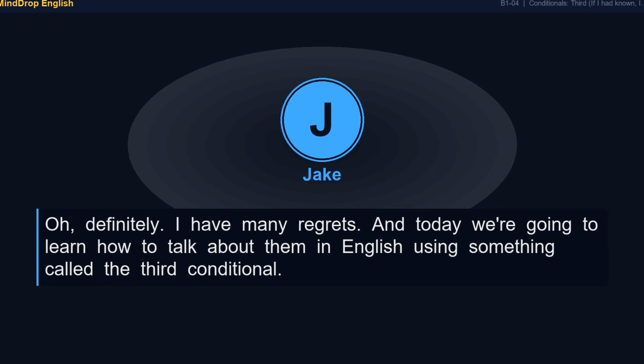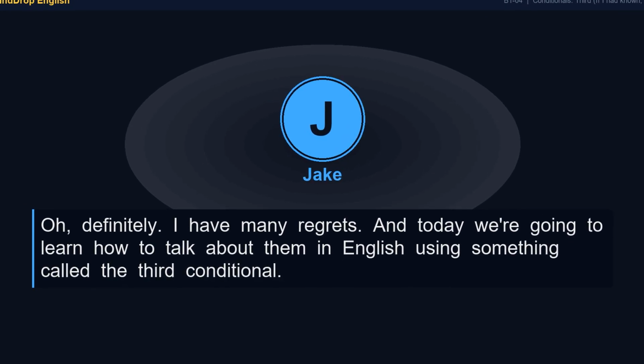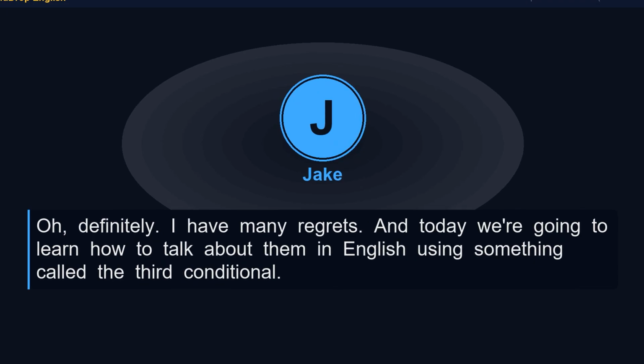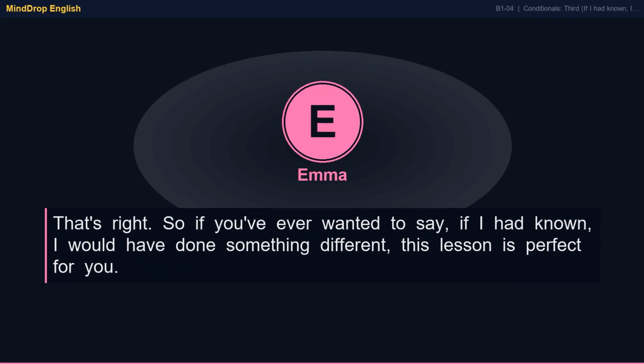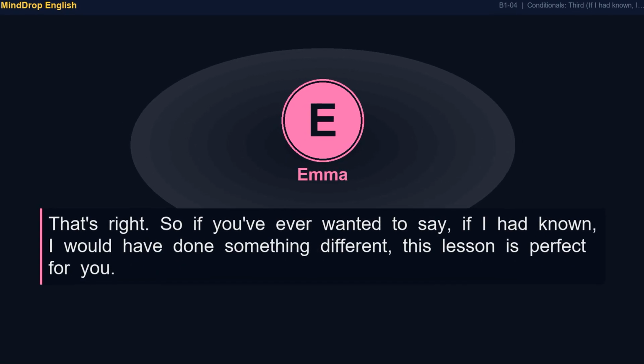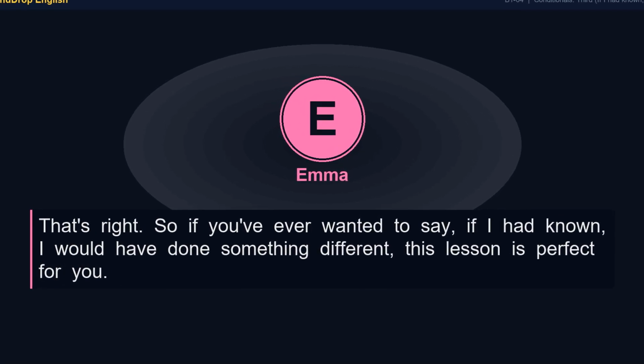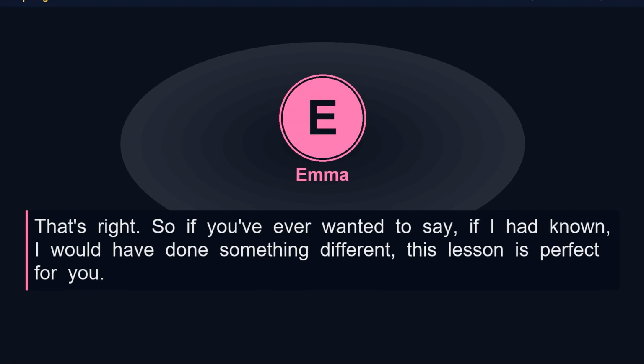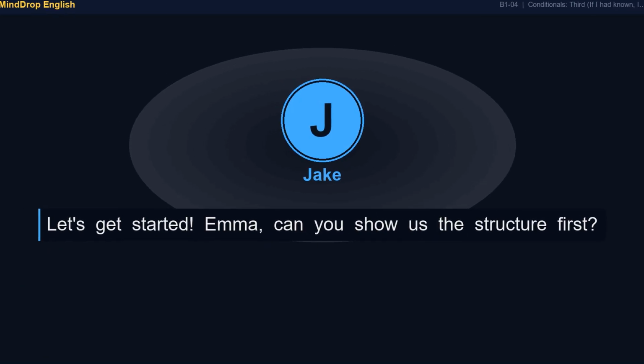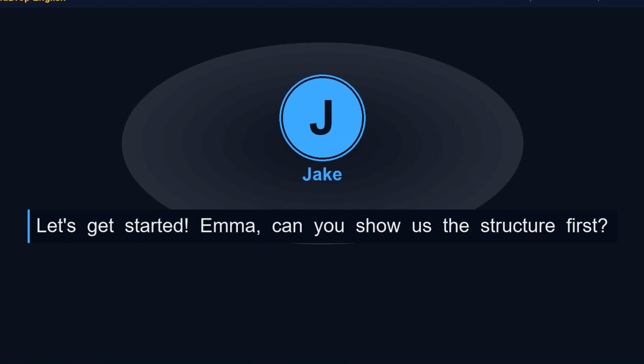And today we're going to learn how to talk about them in English using something called the third conditional. That's right. So if you've ever wanted to say, if I had known, I would have done something different, this lesson is perfect for you. Let's get started. Emma, can you show us the structure first?